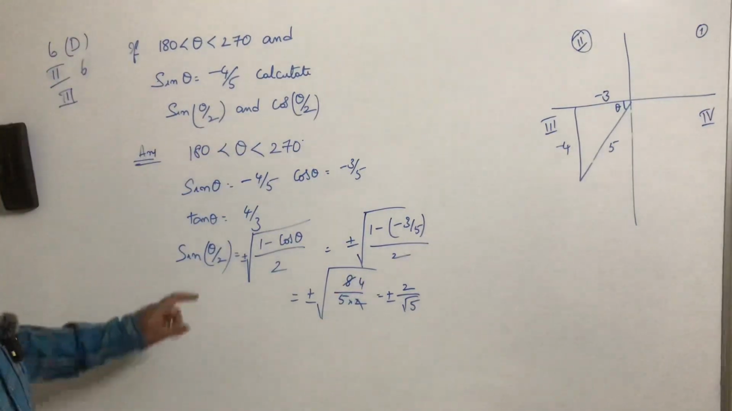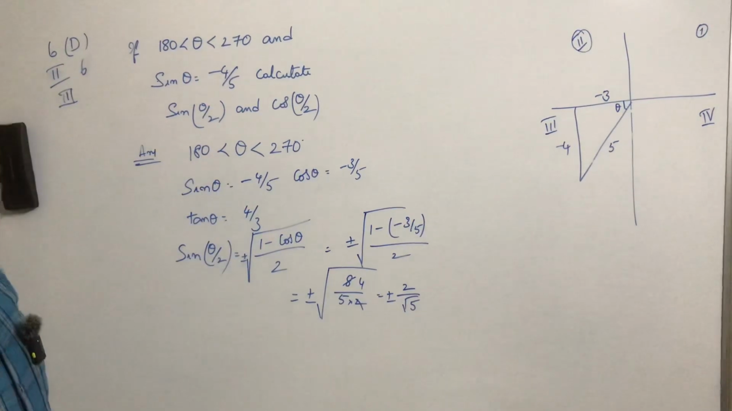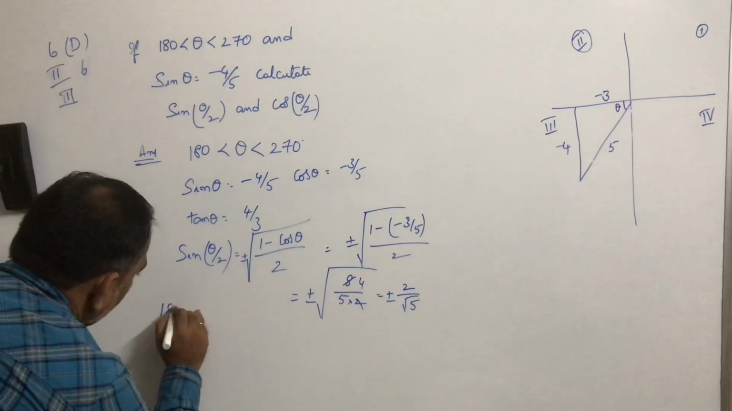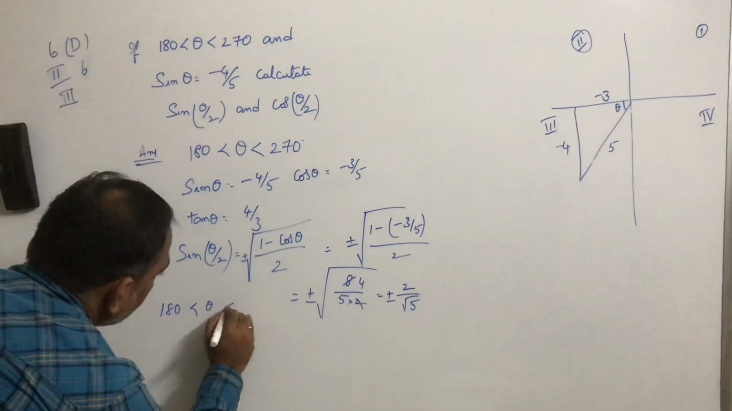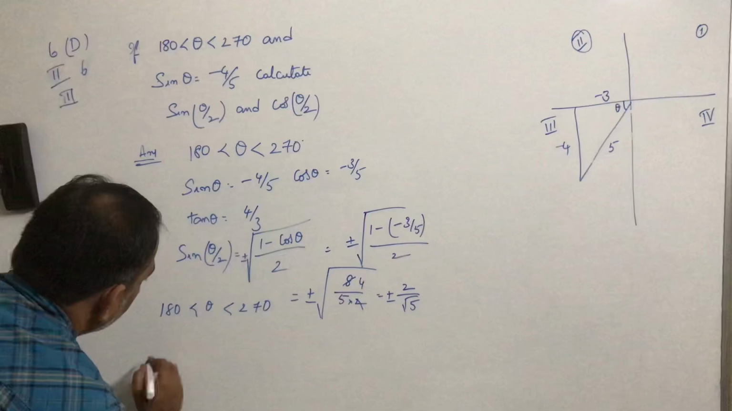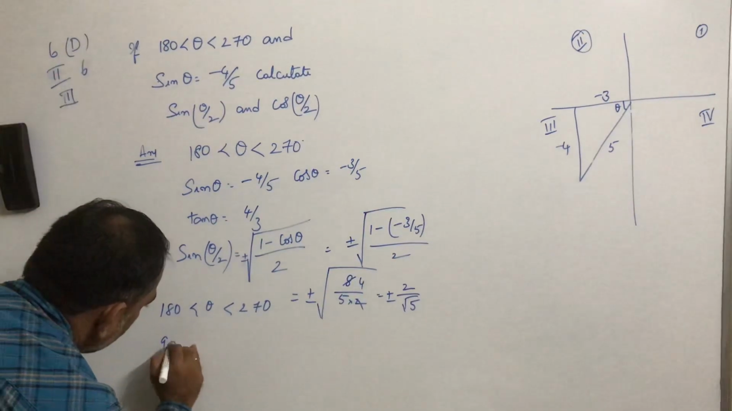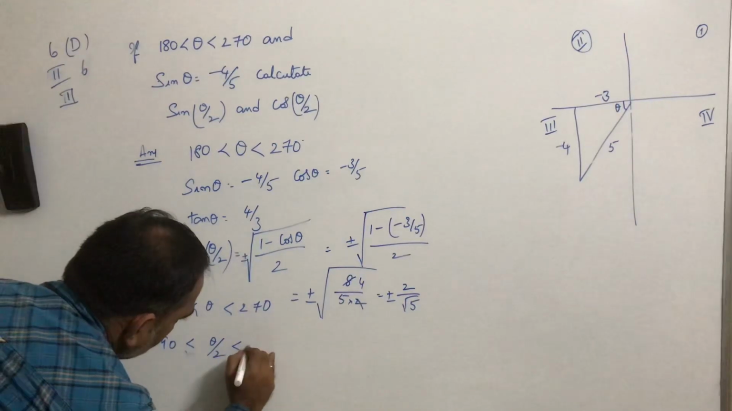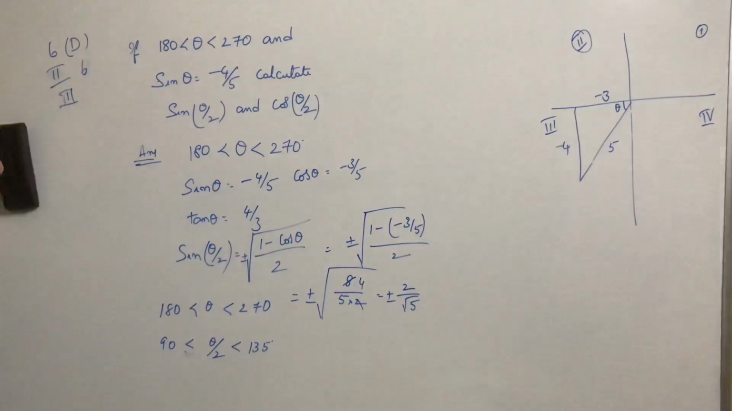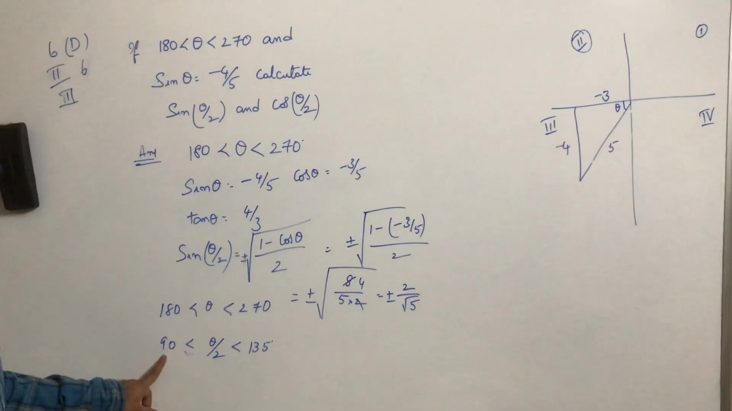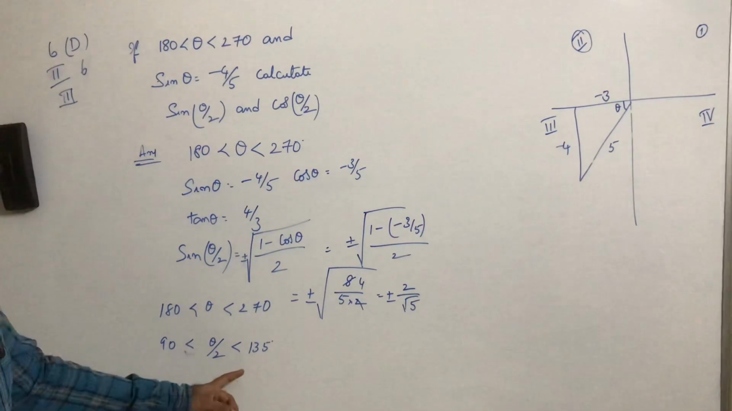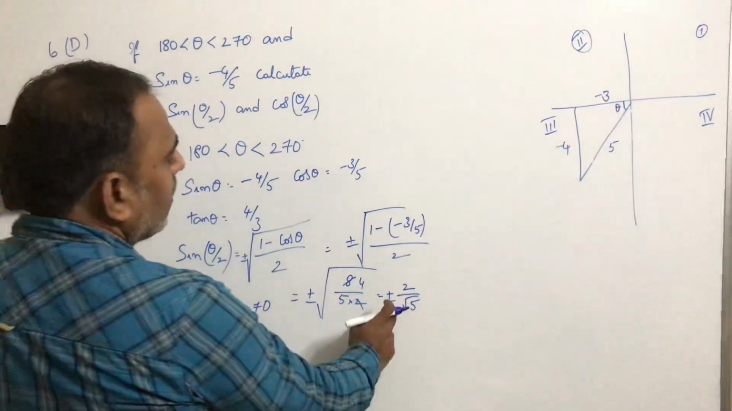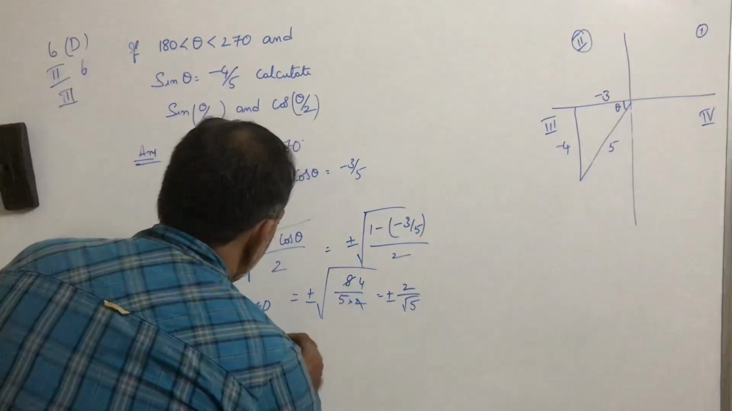But see, theta is in between 180 and 270. Write down that one: 180 less than theta less than 270. Theta by 2 is 90 less than theta by 2 less than 135. That means it is in the second quadrant. In the second quadrant, sine is positive, so we need to ignore the negative value.